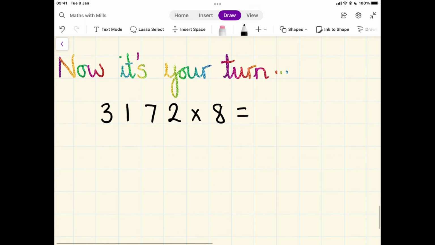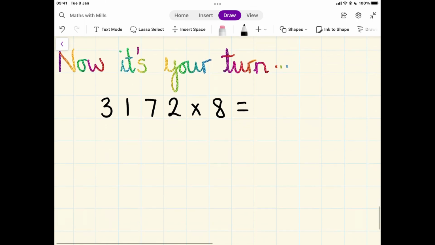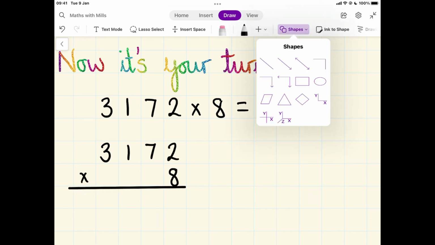It's your turn. Have a go at the calculation below. 3,172 multiplied by 8. Pause the video and we'll have a look in a moment. Okay, how did you get on? I'm going to set it out and you can have a check. So we've got 3,172 and we're multiplying by 8. I can tell the answer is going to be quite large for this one. Okay, do my lines.